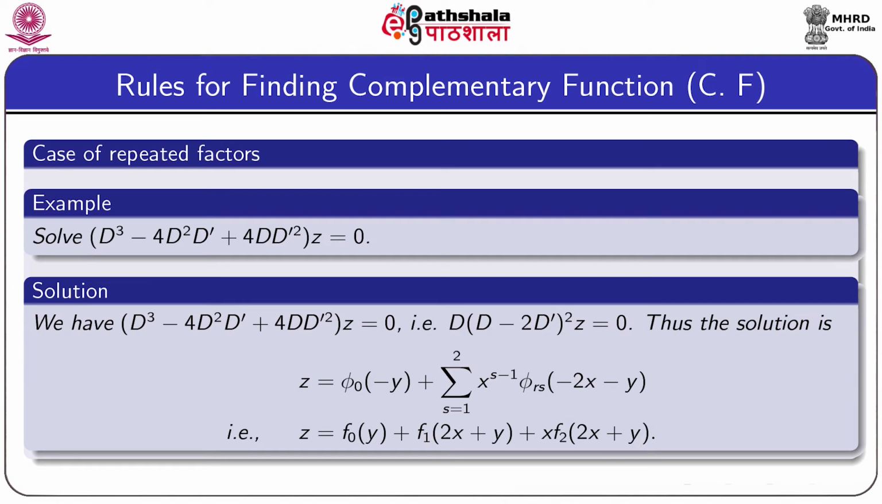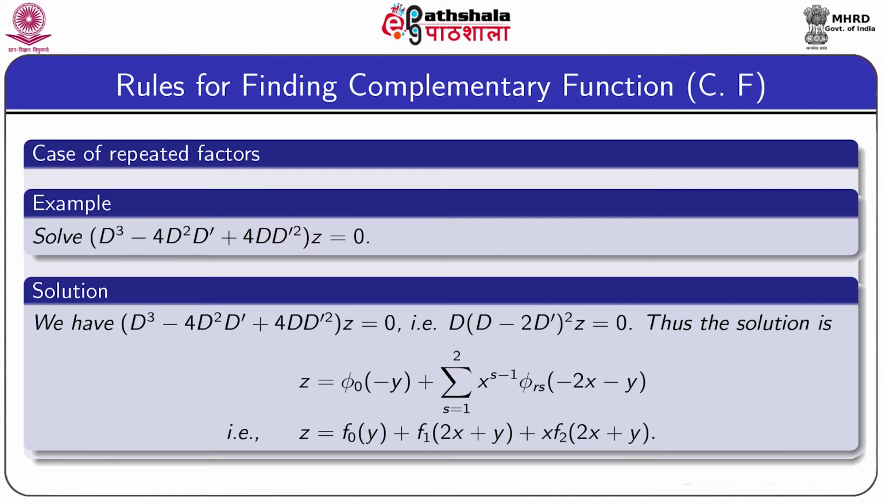Now, we are taking one example to illustrate the previous idea. In this example, the equation is given as (D cube minus 4D square D' plus 4D square) z equals 0. So, capital F can be factorized in this way: D into (D minus 2D') whole square z equals 0. We can see that D minus 2D' is a double root. So, we need to use the concept which we have learned just now to find the solution.